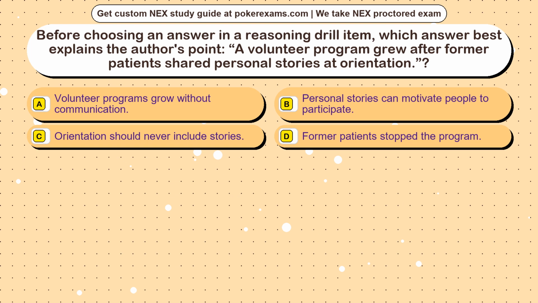Question 9. Before choosing an answer in a reasoning drill item, which answer best explains the author's point? A volunteer program grew after former patients shared personal stories at orientation. Option A, volunteer programs grow without communication. Option B, personal stories can motivate people to participate. Option C, orientation should never include stories. Option D, a former patient stopped the program.